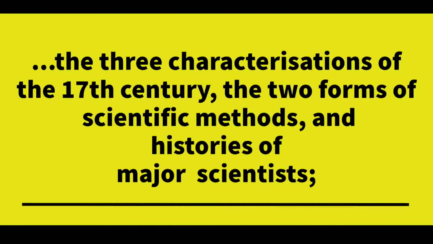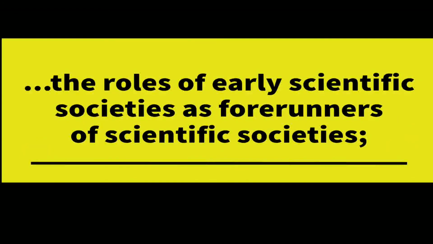You will be able to identify and discuss the three characterizations of the 17th century and to describe the history of the two major forms of scientific methods and life histories and achievements of the major scientists of the 17th century. You will also be able to describe the organization and the roles of the major early scientific societies or academies during the scientific revolution as the forerunners of the scientific societies in the contemporary world.